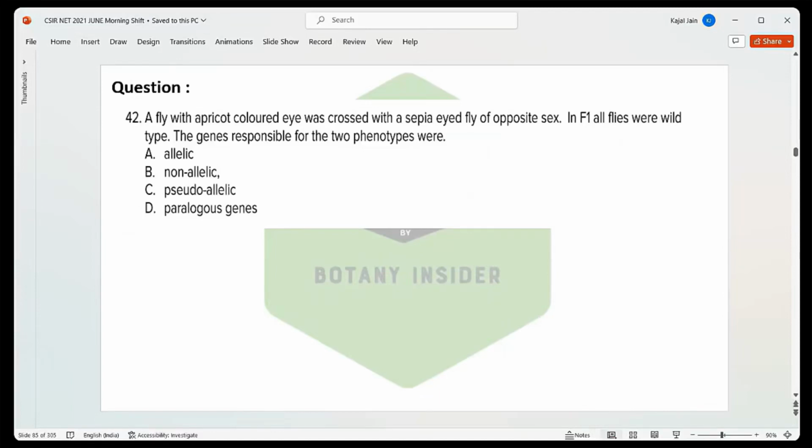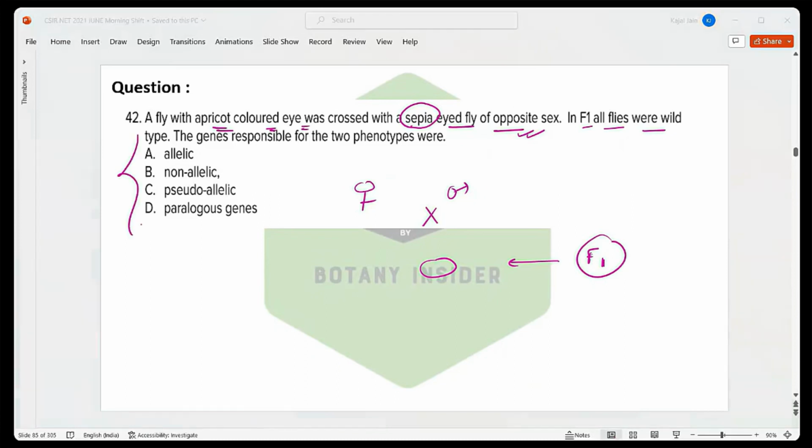The question is, a fly with an apricot colored eye was crossed with a sepia-eyed fly of the opposite sex. Let's say the female and the male. In the F1, all the flies were wild type. It is saying that in the F1 generation, when we cross these, all of them were of the wild type, right? So it is asking us the genes responsible for the two phenotypes are.